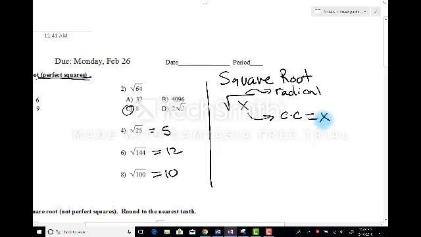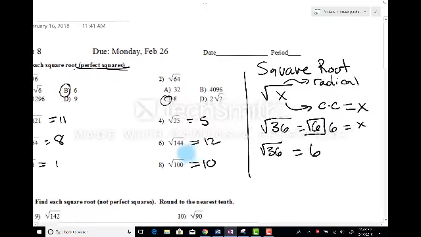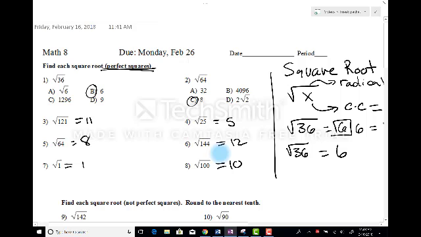So if we were to look at 36 and we take the square root of 36, we know that 6 times 6 gives you 36. Therefore, the square root of 36 is just this single number, or 6. It's the same process for the other ones as well. Knowing your timetables is really, really important for understanding square roots and non-perfect squares.